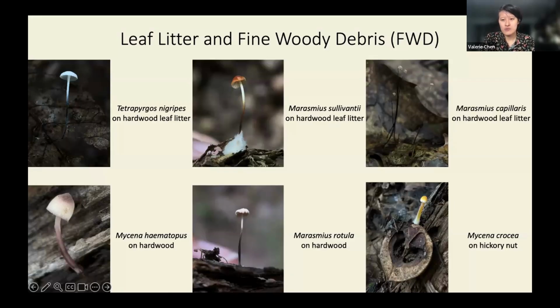I tend to find Tetrapyrgos nigripes in large patches of leaf litter, several square feet in size, with dozens of fruiting bodies, so they can actually be quite easy to spot from a distance. On the bottom row, we also have Mycena haematopus and Marasmius rotula, which are both on hardwood. Mycena can be hard to identify, but this one is distinct in the way that it has a reddish color and exudes a dark red liquid when you break the fruiting bodies.